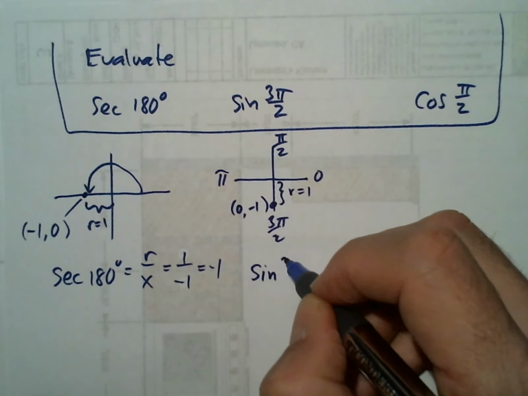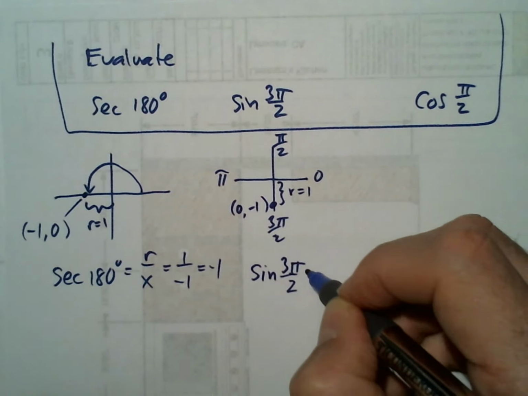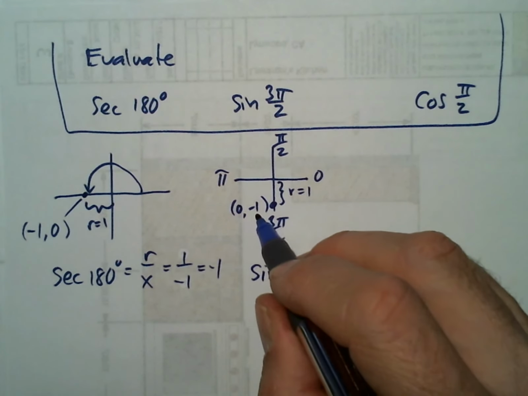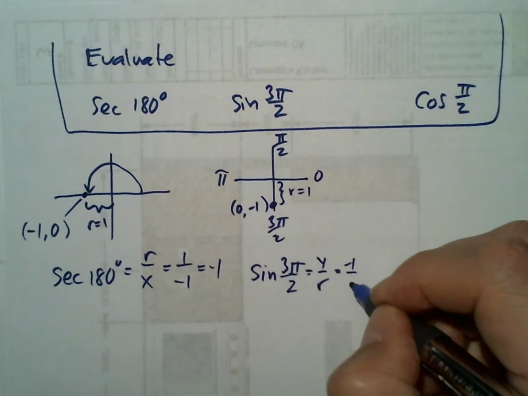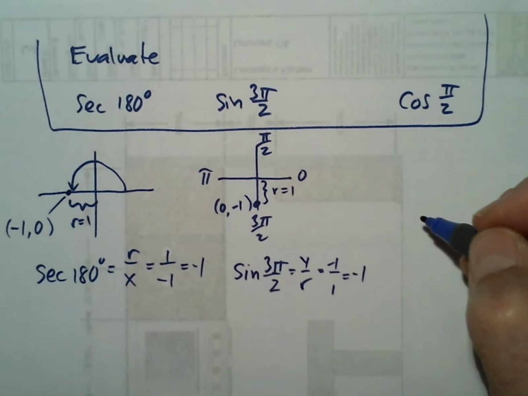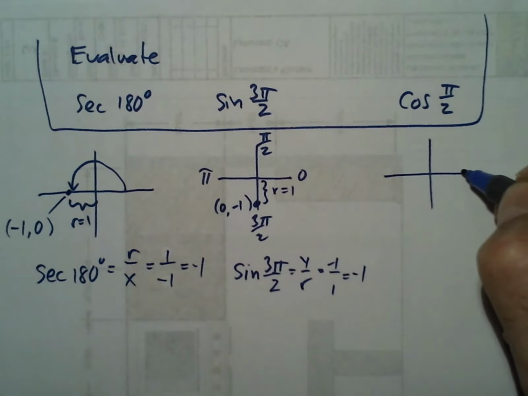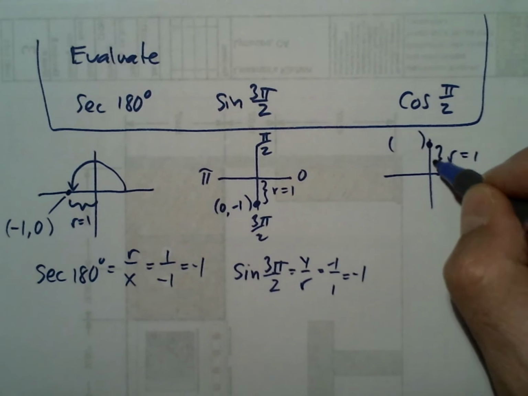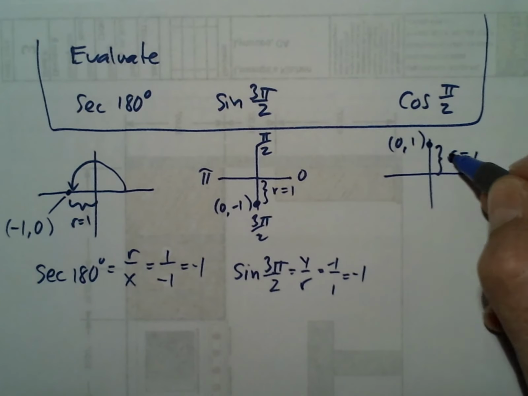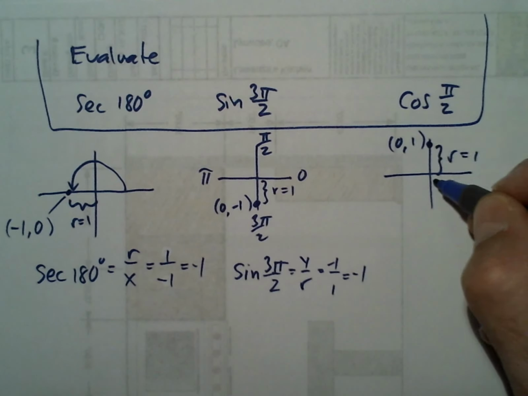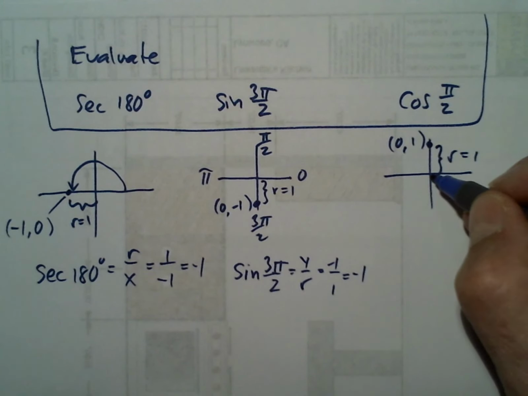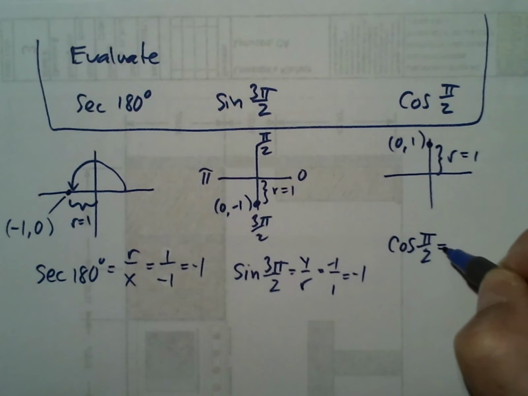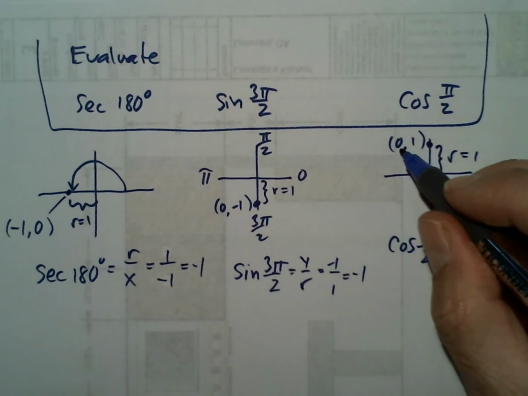So this is y over r. Pi over 2, we know pi over 2 is right there. R is 1. If the radius is 1, x is 0, and y is 1. So we know that y is 1, and we didn't move horizontally, so the x is 0. And cosine is x over r.